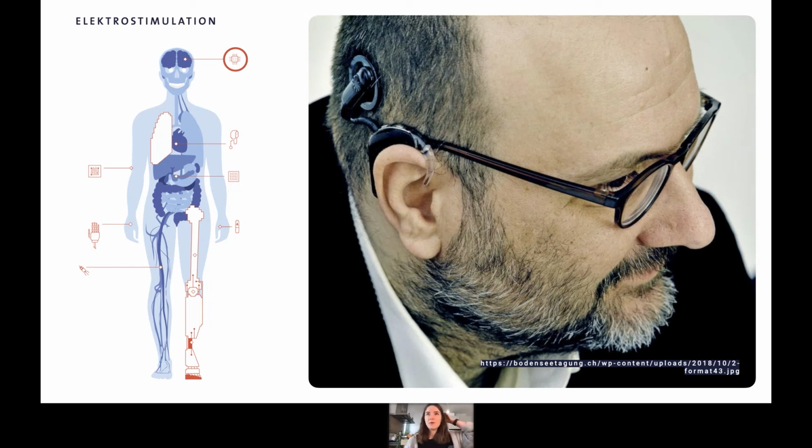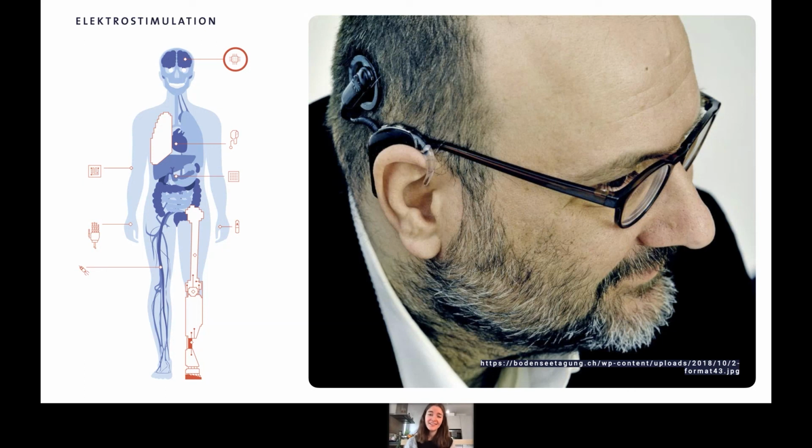So there's also a part that is connected to the brain, and it can be plugged on magnetically, and the other end of the technology is then connected to the ear. So it takes what's coming into the ear and then transfers the information directly to the brain.